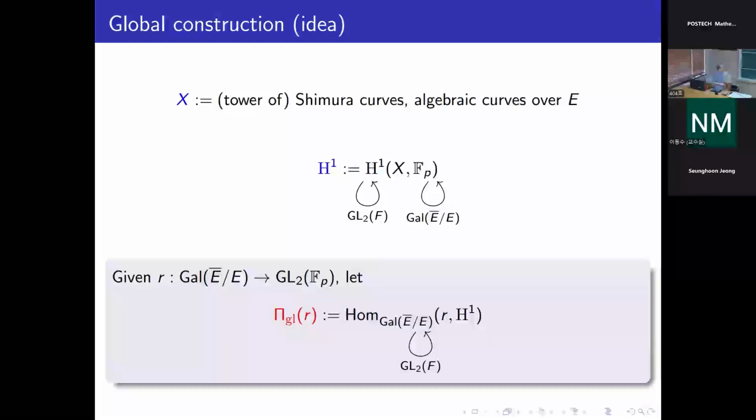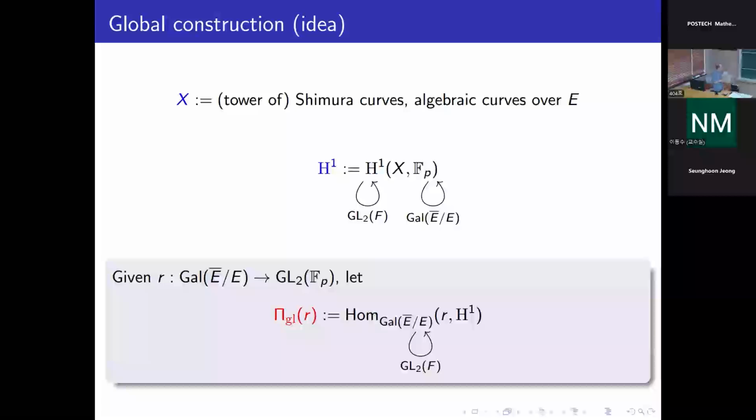And so we can use one action to narrow down, to cut down the representation and get this Π_global(r). So I basically start with the two-dimensional Galois representation of the Galois group of E, the global field, and I take the homomorphism of this two-dimensional representation into this huge representation that I call H1. Since the two actions commute, I still get an action of GL2(F), and I can take this as a candidate representation for what I would like to see in the mod p local Langlands correspondence.